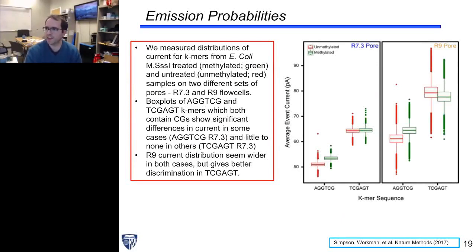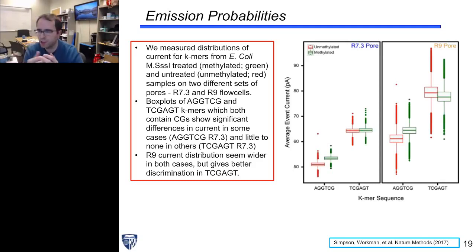coli. So nanopore sequencing works by detecting not one base at a time, but several bases at a time. So we looked at the currents that you see from running, for example, AGGTCG through a pore versus TCGAGT through a pore. So the interesting base here is this C, the second to last C in that K-mer, and the second C in this K-mer.